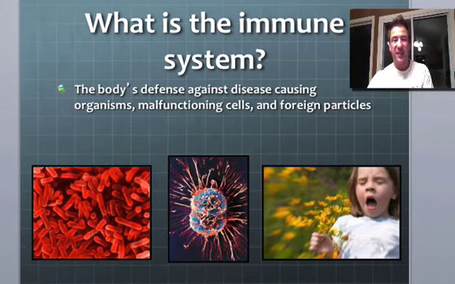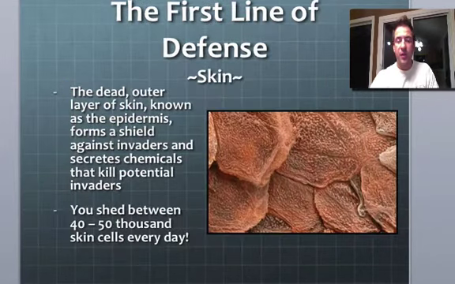So first we're going to talk about what the immune system is. Basically it is the body's defense against disease-causing organisms, malfunctioning cells, or foreign particles. Our first line of defense that we have to know about is our skin.